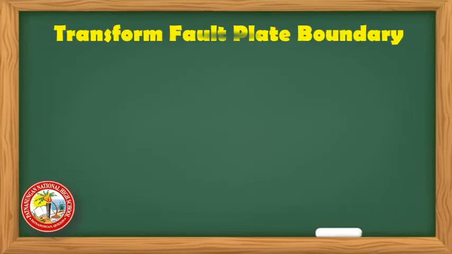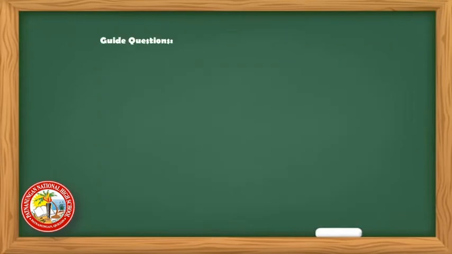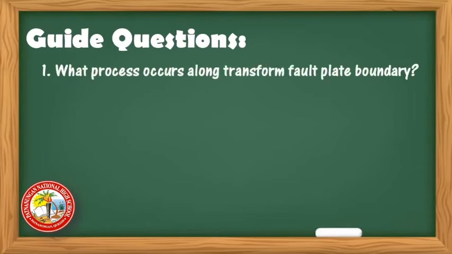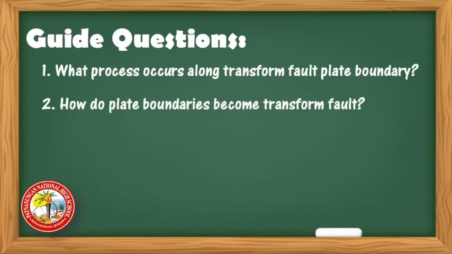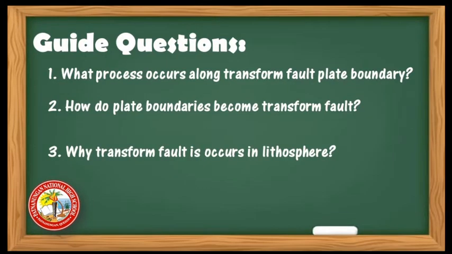And here are the questions for transform fault plate boundary. Number 1. What process occurs along transform fault plate boundary? Number 2. How do plate boundaries become transform fault? And number 3. Why does transform fault occur in the lithosphere? You're going to write your answer for transform fault plate boundary in your science journal.